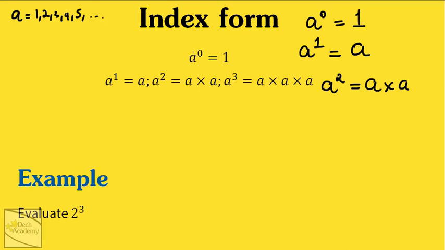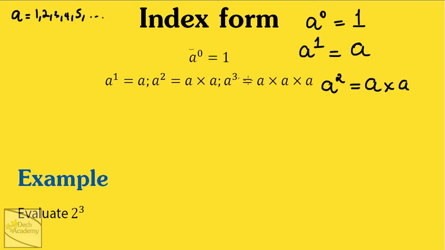Here, the first equation says a raised to the power of 0 is equal to 1. The next one says a raised to the power of 1 is equal to a. The next one says a squared, or a raised to the power of 2, is equal to a times a. And the last one says a raised to the power of 3, which can be read as a cubed, is equal to a times a times a.